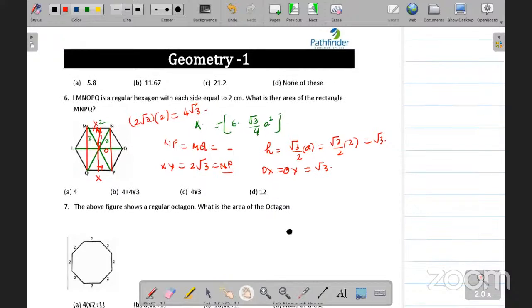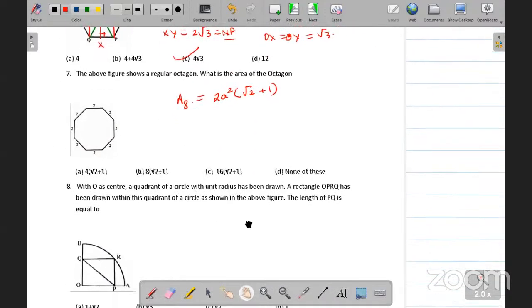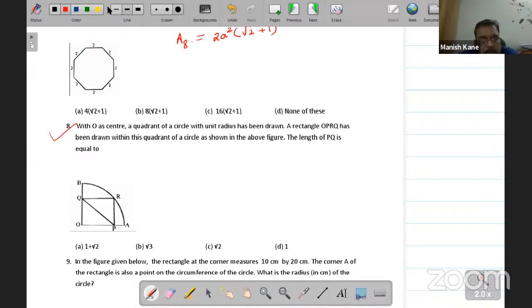By the same token, I'll also give you an idea of what is the area of a regular octagon. The area of a regular octagon is 2a square times root of 2 plus 1. I could have actually calculated it. Area of a regular octagon will help you solve the next question. I want all of you to approach question number 8. 1 minute. It's a beautiful question. You don't have to do any calculation to answer this question.